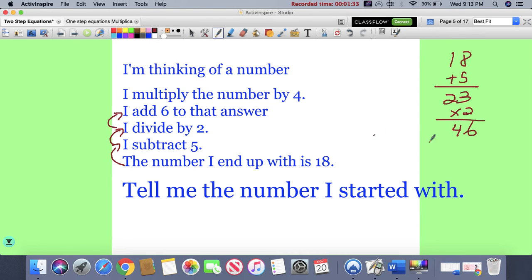And then I add 6. Instead of adding 6, I'm going to subtract 6. So that's going to give me 40. And then it says I multiply by 4, which means I'm going to divide by 4. And 40 divided by 4 is 10. So the number I was thinking of is 10.